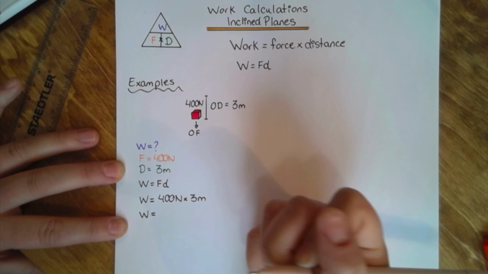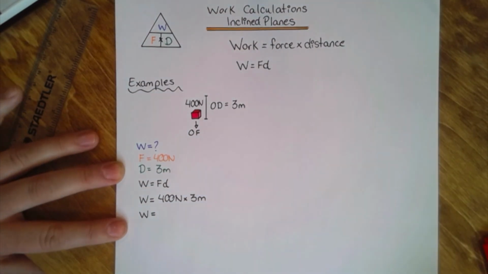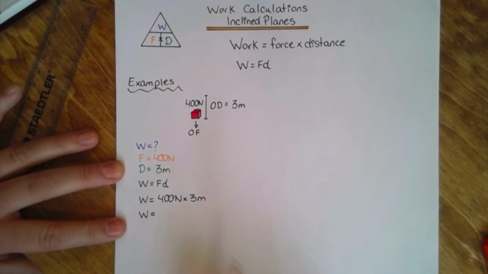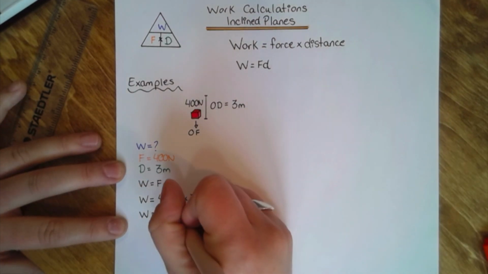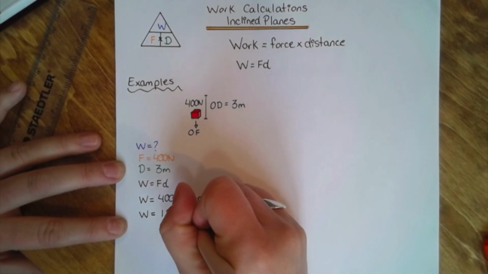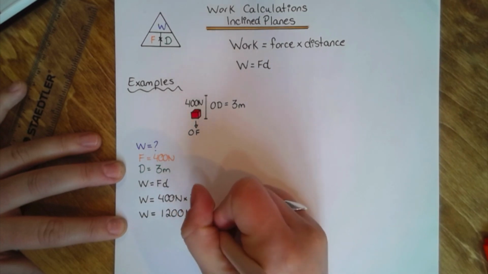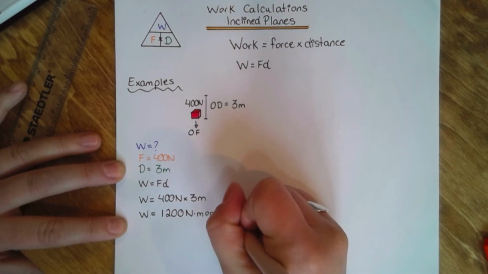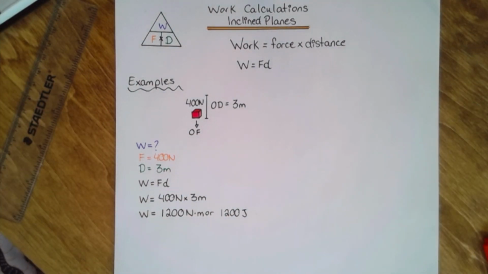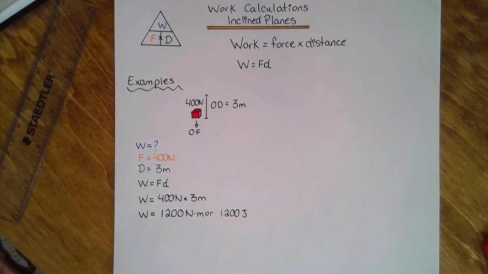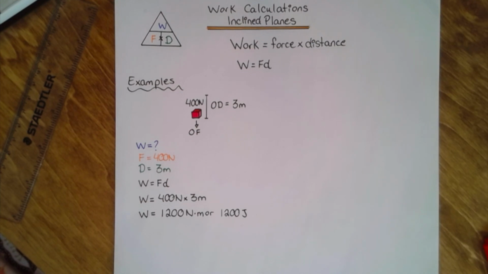Step 4, you calculate. Now I don't need a calculator for this because remember, you can go 4 times 3, it's 12. And you add your 2 zeros. So that means newtons per meter, or 1,200 joules. Great. That's if we were just lifting this object directly up.